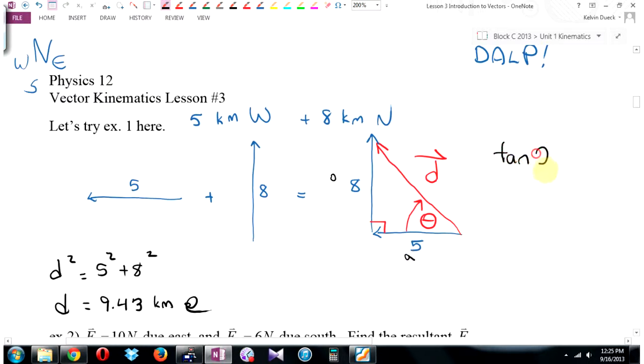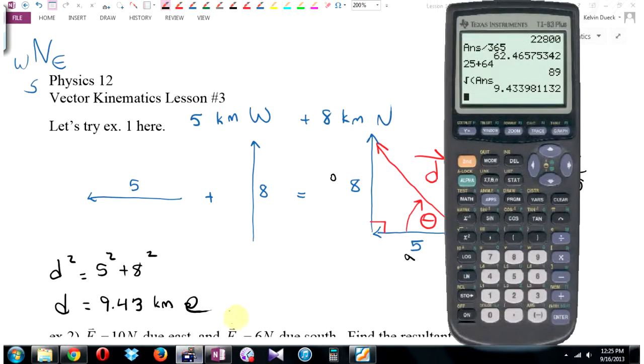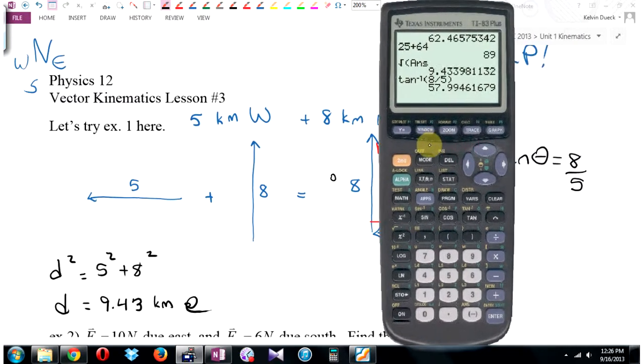The tangent of the mystery angle equals opposite over adjacent. So the size of the angle is going to be the inverse tan of opposite over adjacent. I'm going to get 57.99. You know what? I'm pretty sure that that's actually 58 degrees.